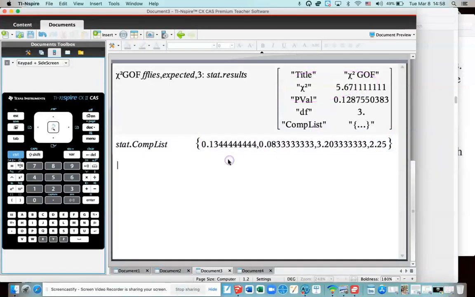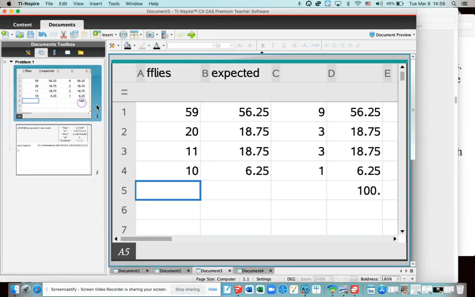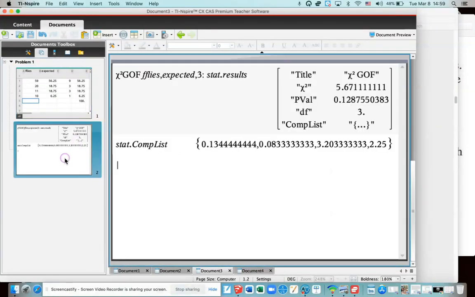So this chi-squared comes from these 4 values being added together, right? 0.13 plus 0.08 plus 3.2 plus 2.25. Those added together give you that. Each of these is like a z-score, right? 0.13, that's not very unusual for a z-score. 0.08, that's not very unusual either. 3.2, yes, that is unusual for a z-score. So I can tell right away. Remember how I talked about that third value? Remember I said this one was pretty far off, where the other ones were pretty close? This is really off, so it shows up in the component list.